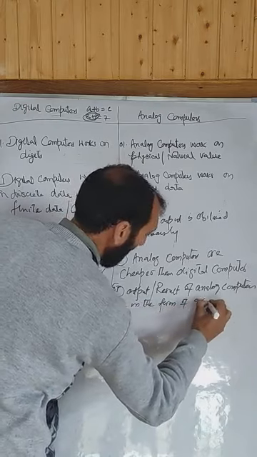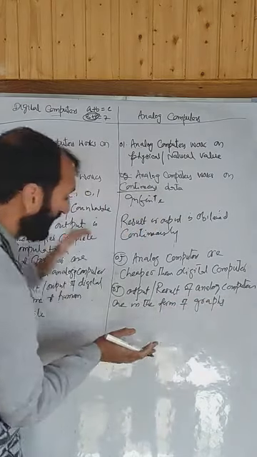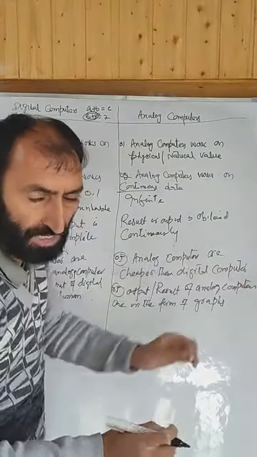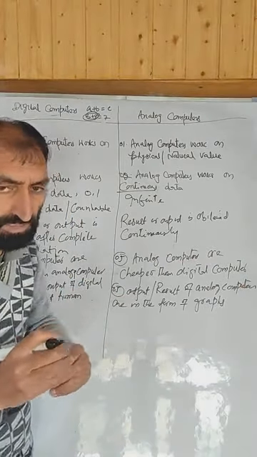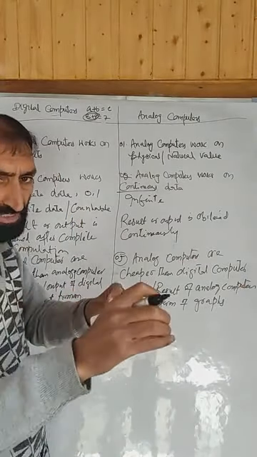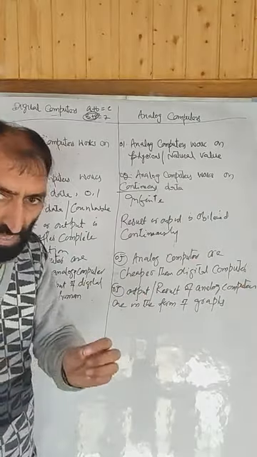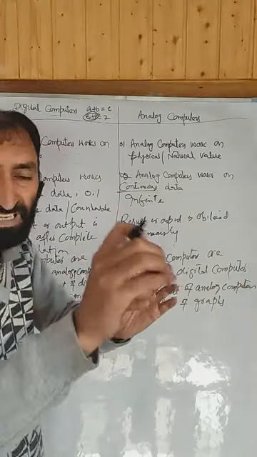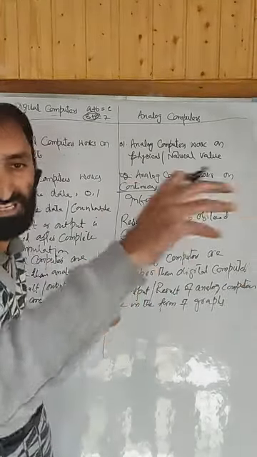In the form of graphs. The result of analog computers is in the form of graphs. In order to read the graphs, in order to understand the graphs, there must be a special training. There must be a special knowledge.